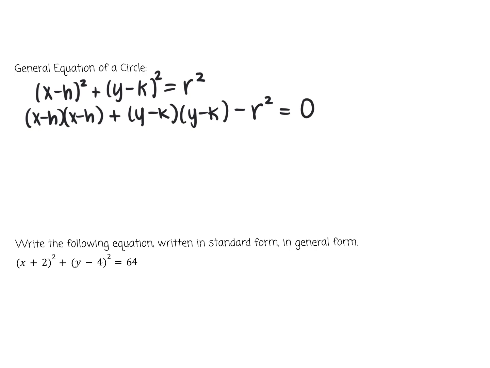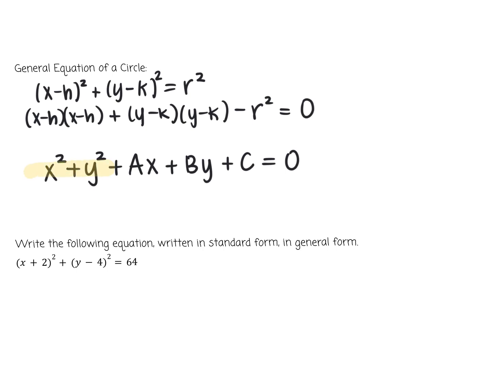And general equation says do all that distributing. So you get an equation in terms of x squared and y squared. If I do all the distributing, I'm going to have x squared plus y squared plus some arbitrary x term and an arbitrary y term plus some constant equal 0. So this is called the general equation for a circle.